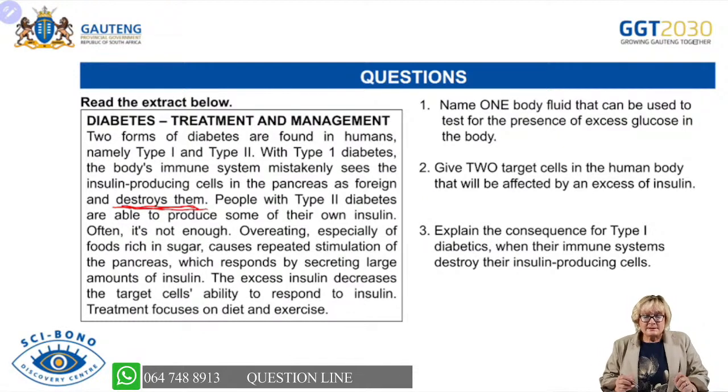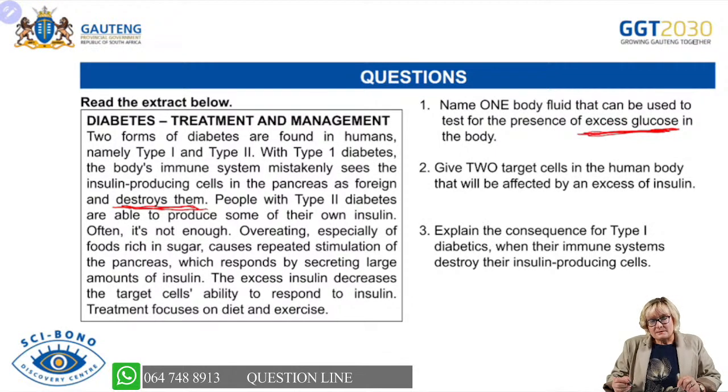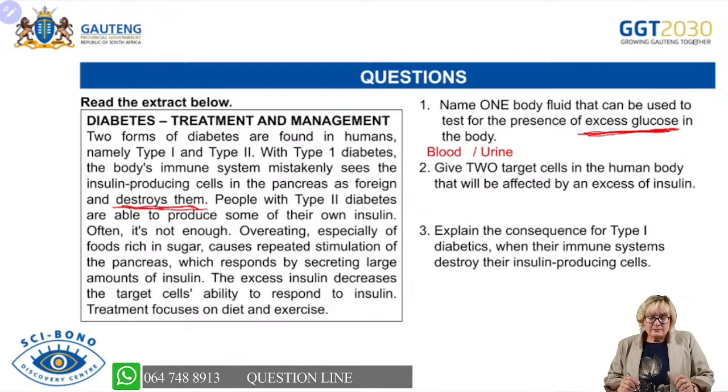Now let's look at our questions. 1. Name one body fluid that can be used to test for the presence of excess glucose in the body. So where will you test? What body fluid can you use to do that? Yes, you can use the blood. And then what else? If you have too much glucose in your blood and the body can't get rid of it by converting it to glycogen, where will that excess go? It goes to the kidneys. And finally, it's going to end up where? In your urine. So you can use urine as well to actually test for blood sugar levels.